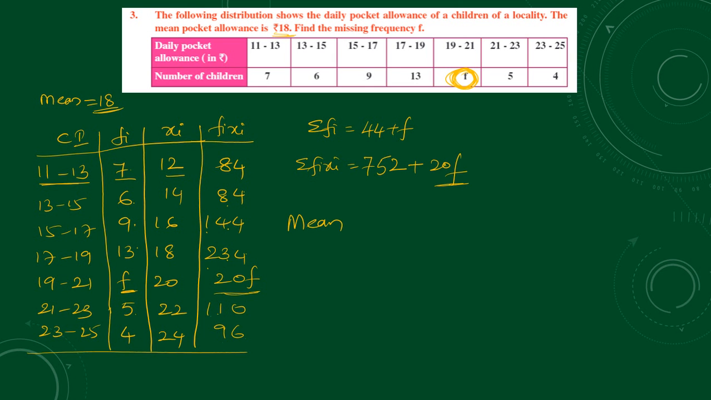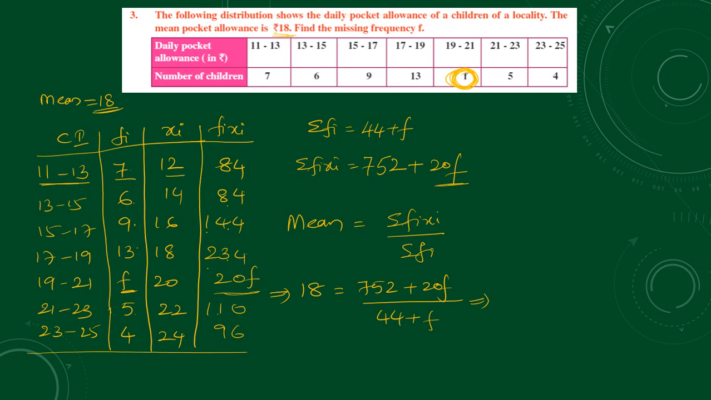So from this, directly mean is equal to, what is the formula? Summation of fi xi by summation of fi. So from this clearly what is mean given? So mean is given as 18, right? So 18 is equal to 752 plus 20f divided by 44 plus f.